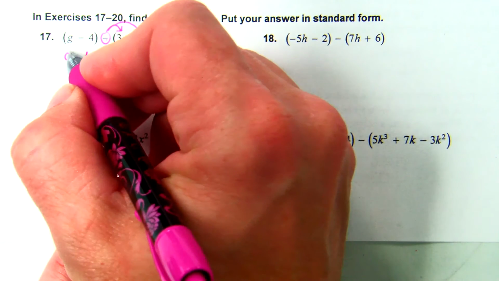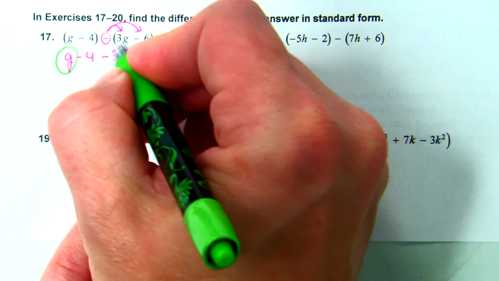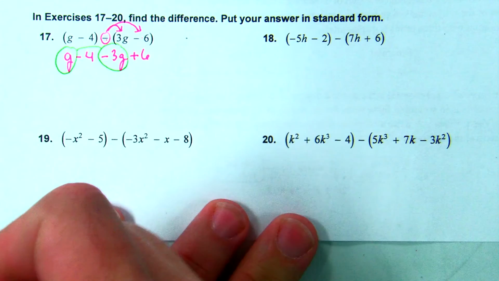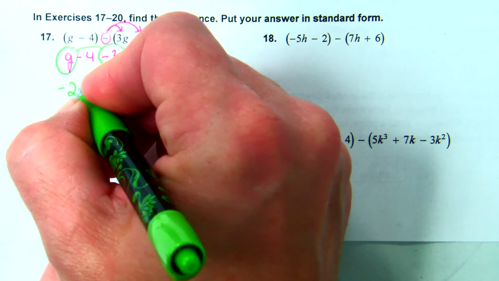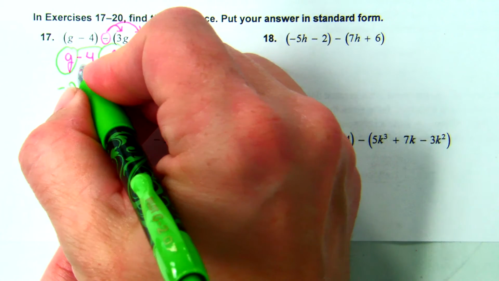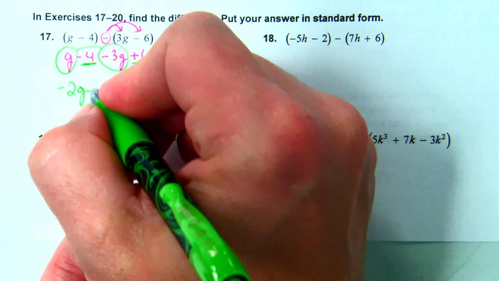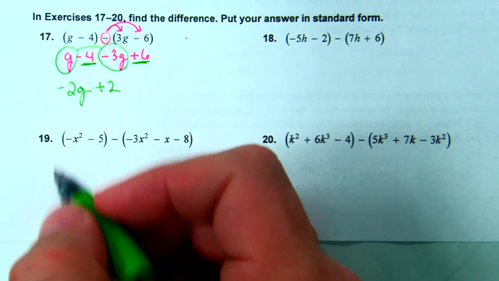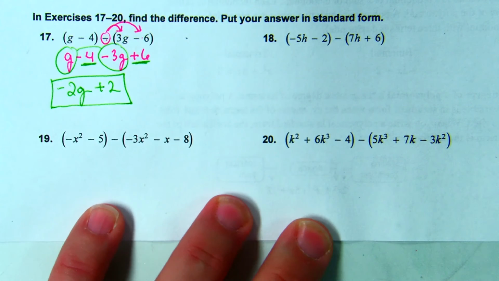And so we've got a, let's change colors. So we've got a positive G and a negative 3G. And when I put those together, I get a negative 2G. Alright, so negative 2G. Whenever I combine this negative 4 and the positive 6, I get a positive 2, and that's all the terms, and that is standard form, negative 2G plus 2.